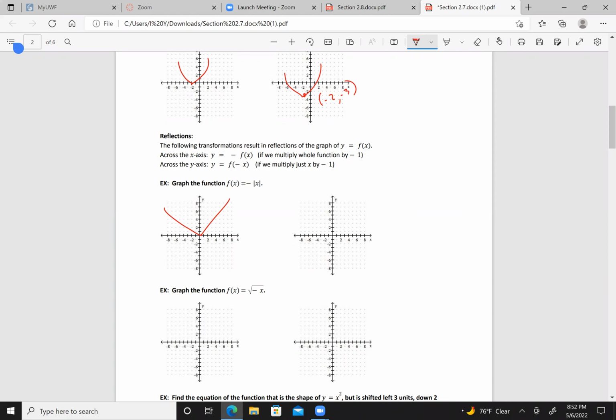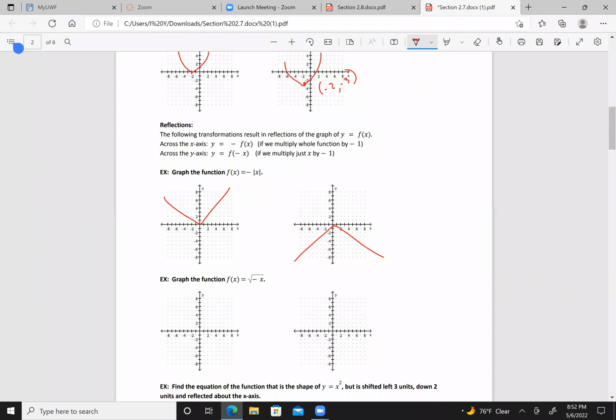This makes absolutely no sense because if I take this and I reflect it across the x-axis, it's going to be that. If I take this and reflect it across the x-axis, not y. There we go. Reflection across the x-axis.